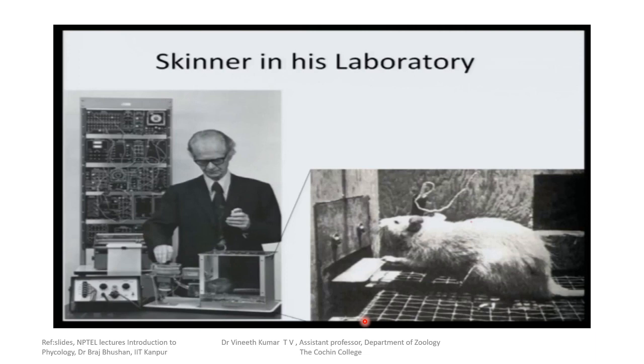And certain levers or certain switches will be placed inside this puzzle box or the Skinner box, so that accidentally, the first time, the rat will press a particular switch or a lever, so that the electric shock goes off. Okay, so the pain is being reduced here.